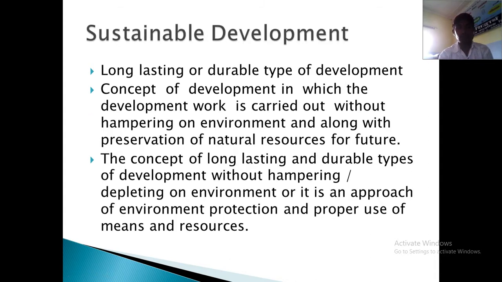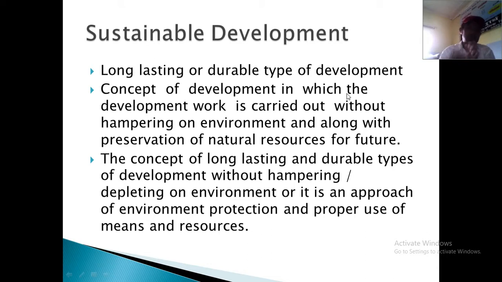Then we are going to discuss sustainable development. From the word sustainable, we guess that sustainable means long lasting or durable, which goes on for a long period of time, which provides facility or services for a long period of time. That is called sustainable type of development. So, the concept of development in which the development work is carried out without hampering the environment and along with the preservation of natural resources for the future, that type of concept is called sustainable development.